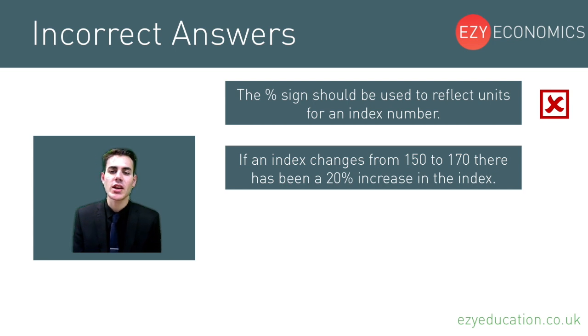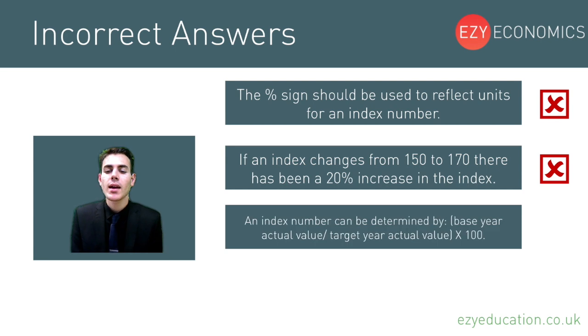If an index changes from 150 to 170, there has been a 20% increase in the index. Well, again, this is incorrect because, of course, we're not looking at percentage changes, we're looking at proportionate changes. So just because it's increased by 20 index points does not mean it has increased by 20 percentage points.